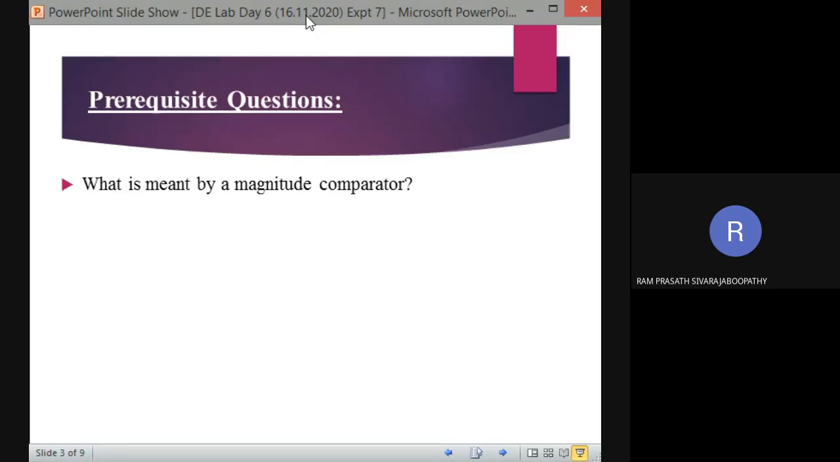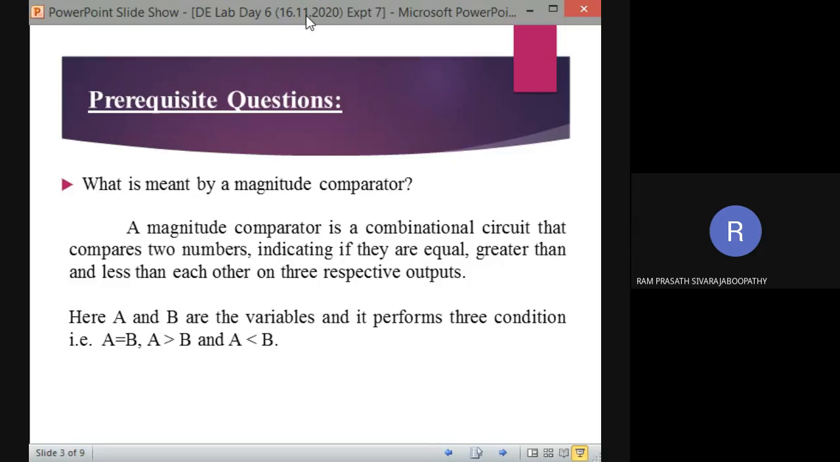Theory portion la idella nariya paathachu. Fine. So magnitude comparator is a combinational circuit that compares 2 numbers and indicates if they are equal, greater or lesser with respect to the other. Consider A and B are the variables and it performs three conditions. ஏதோ ஒன்று தான் நமக்கு at a time இருக்க முடியும். A equal to B இருக்கலாம், or A greater than B இருக்கலாம், or A less than B.